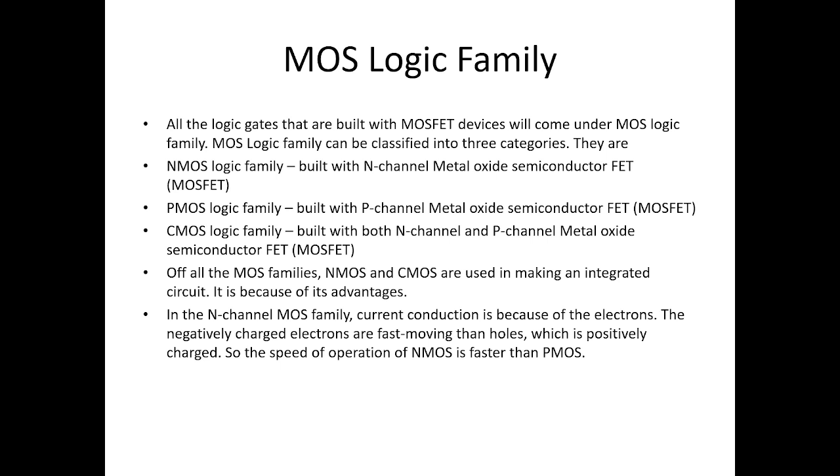NMOS and CMOS are used in making integrated circuits because of their advantages. In the N-channel MOS family, current conduction is because of electrons. The negatively charged electrons move faster than holes, which are positively charged, so the speed of operation of NMOS is faster than PMOS. Because CMOS has both polarities, there is less conduction and power consumption is very low. So we popularly use NMOS and CMOS rather than PMOS.